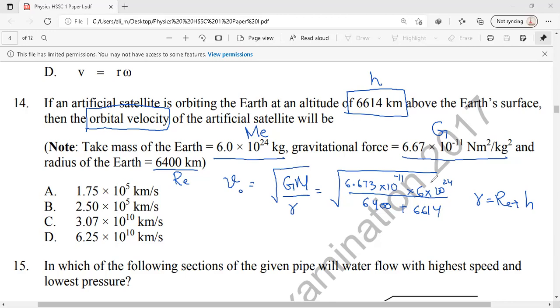So we have kept this distance in kilometers because we have all the options in kilometers per second. So let's solve this expression, and after solving this expression, we will get the correct answer as 1.75 times 10 raised to the power 5 kilometers per second. So the correct answer we have is in our option A.